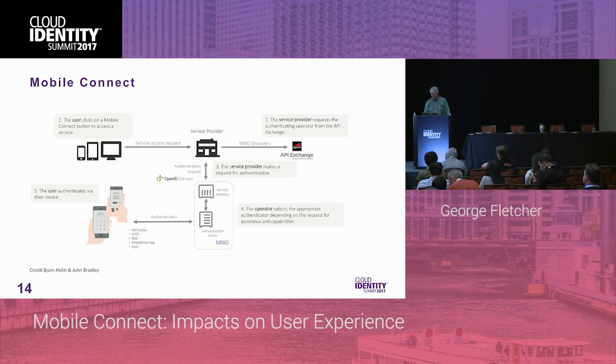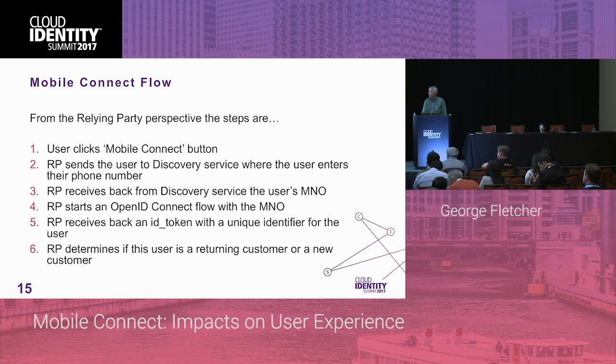Obviously, we'll look at it from two perspectives. From the relying party perspective, after the user clicks the Mobile Connect button, I've got to discover their MNO. I may be able to cache that in the device at some point, so you might be able to skip discovery in the future based on cache. You just probably need to check it periodically because people can port their numbers. I find the MNO, I do an OpenID Connect flow, and now I can get customer data.